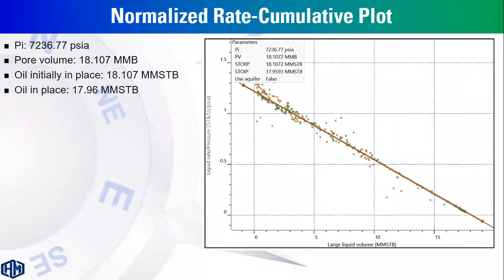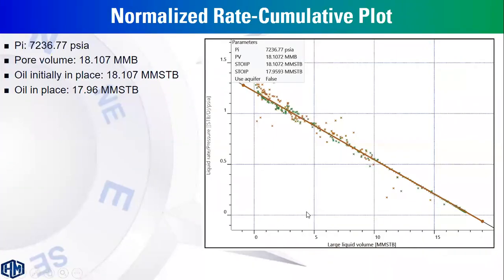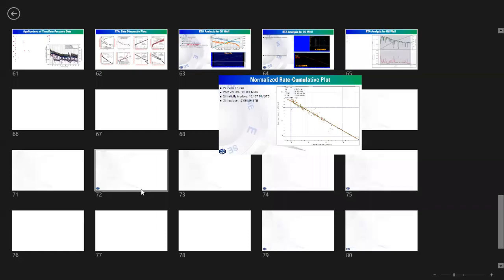The normalized rate QM plot, as mentioned, is another estimation of oil in place, as you can see, with the x-axis intercept at time 0, at y-axis equals 0. This is the normalized rate QM plot.